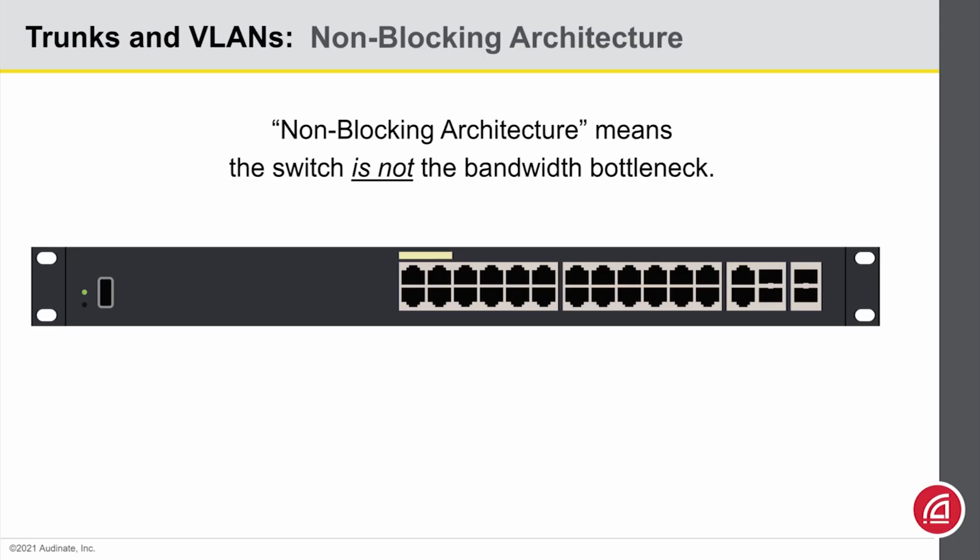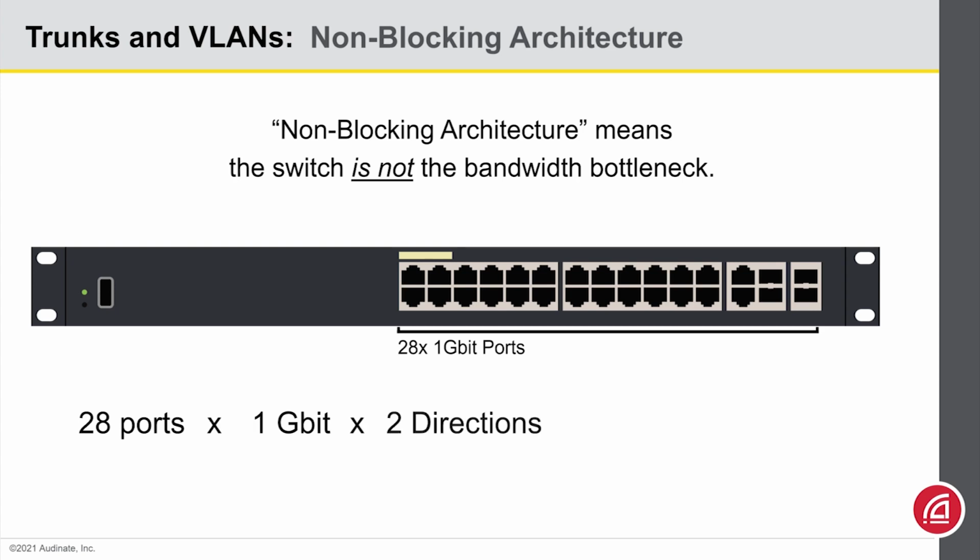Now you can calculate whether the switch is non-blocking or not. Let's suppose this switch has 28 ports, all at 1 gigabit capacity. So if we have 28 ports times 1 gigabit speed times 2 directions, because a 1 gigabit port can do 1 gig in and 1 gig out at the same time, that means the switch should be capable of managing 56 gigabits per second of data. If the switch does that, then it's considered to be non-blocking.